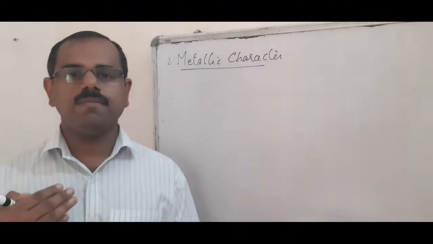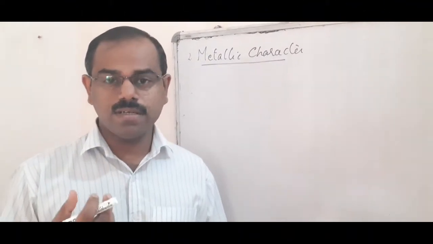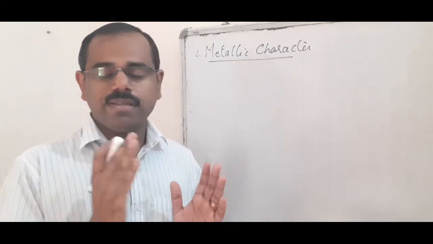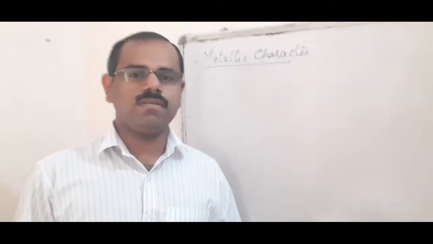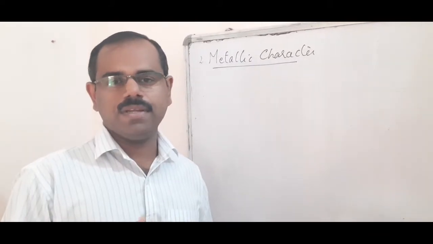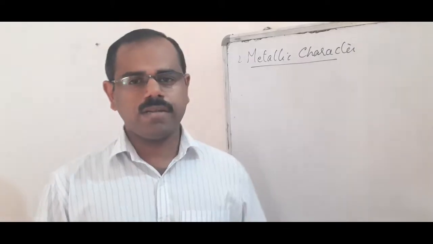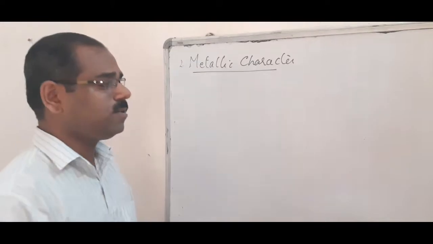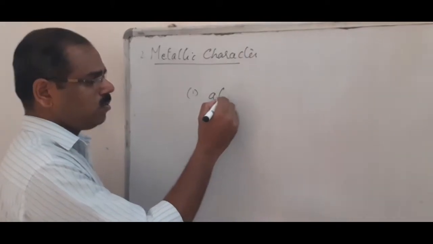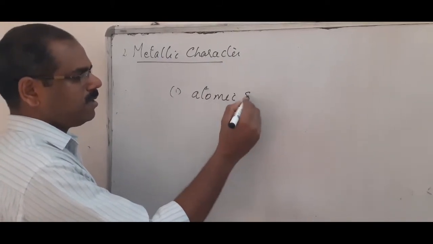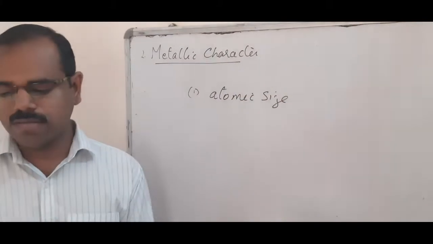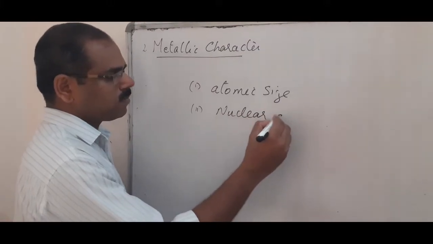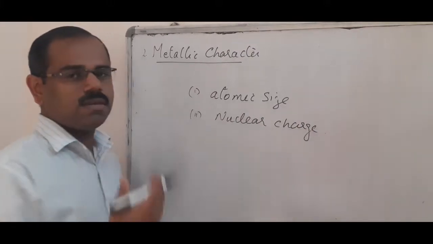Second character is metallic character, the metallic nature of elements. Okay, see what is metallic character? Metallic character is the character of losing electrons, the losing nature. Okay, losing of electrons we say metallic character. Then while considering the metallic character, we say metallic character depends on two factors. First one is atomic size, and the second one is nuclear charge. Atomic size and nuclear charge.